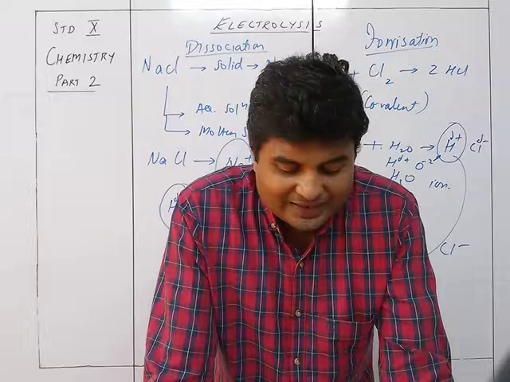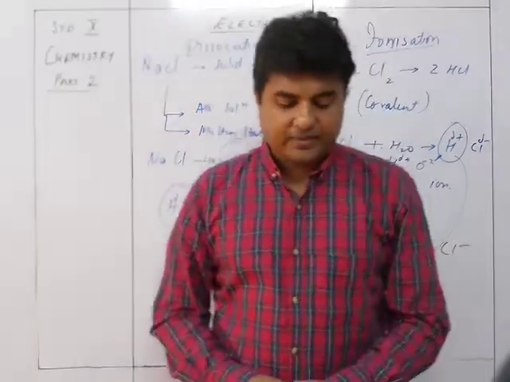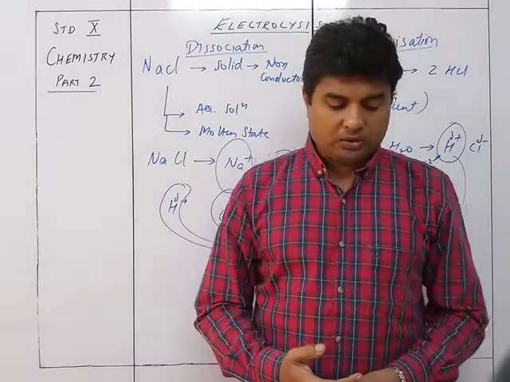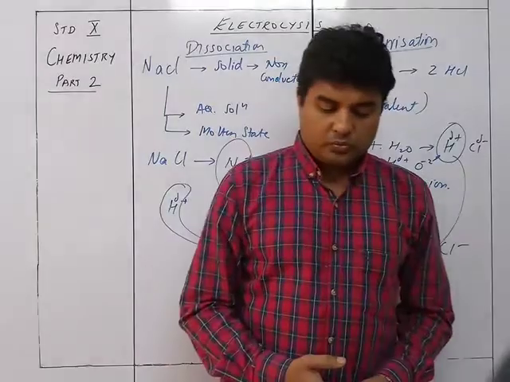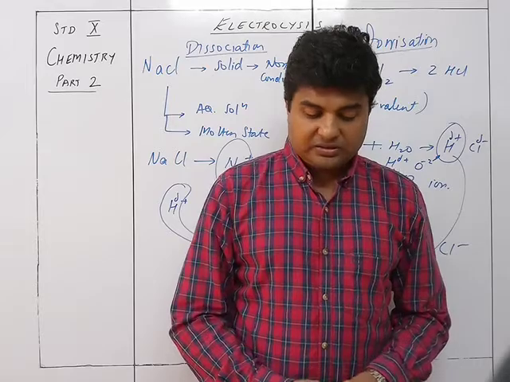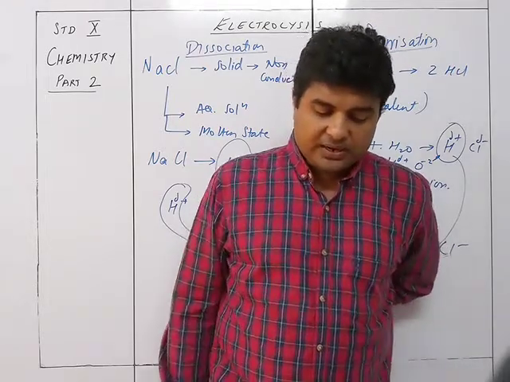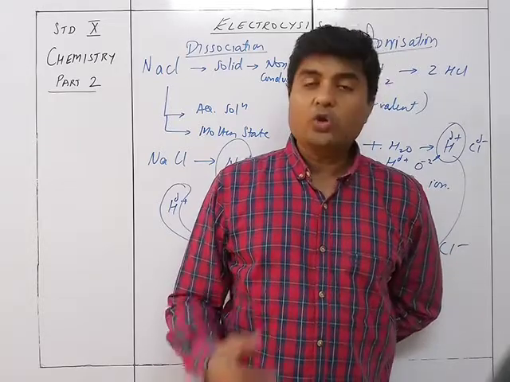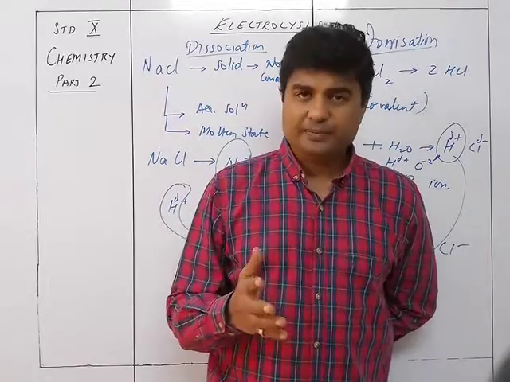So accordingly, we can classify the acids and bases into strong and weak electrolytes as follows. Mineral acids ionize and dissociate in water, furnishing H+ in solution. So strong electrolytes like HCl will give H+ and Cl-. Nitric acid will give H+ and NO3-. Sulfuric acid will give H+ and SO4 2-. These all will be strong electrolytes because they dissociate completely.